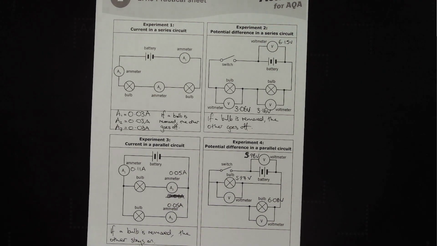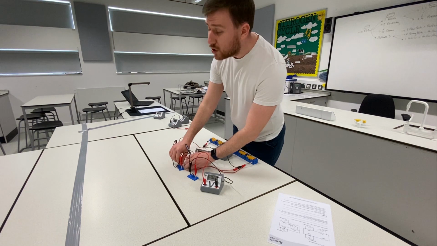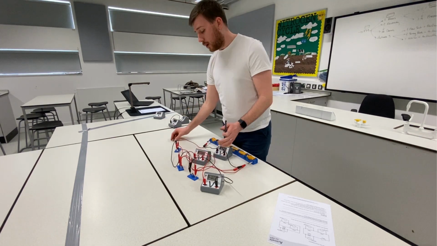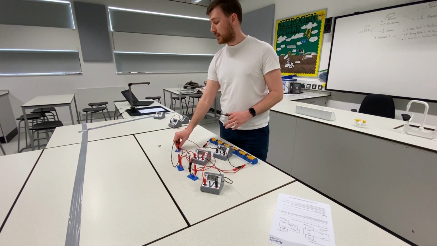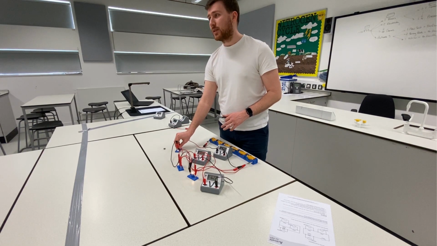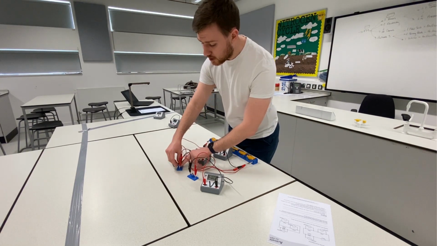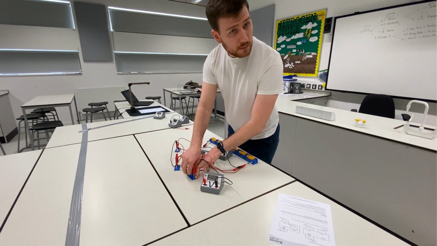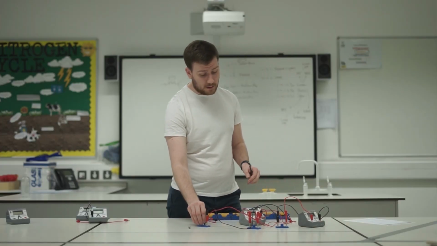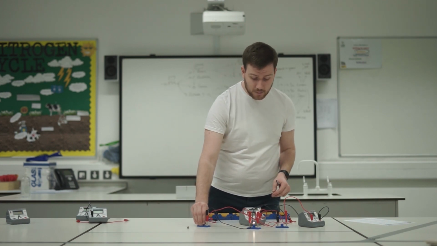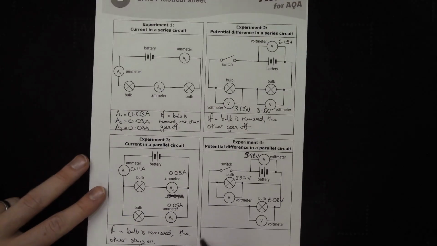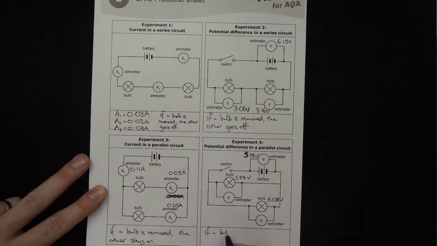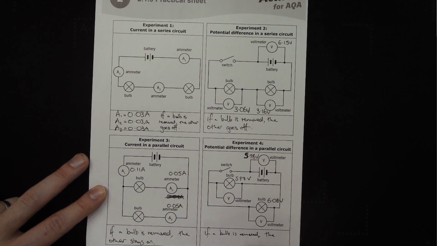Okay, our final test then, if we take one bulb out, what do you think is going to happen? Make a little prediction. I've removed one bulb, I've got one bulb still in it. Is it going to light up? Absolutely right. Swap it over, let's try the other bulb. Oh, and it still lights up. So, if a bulb is removed, the other stays on.